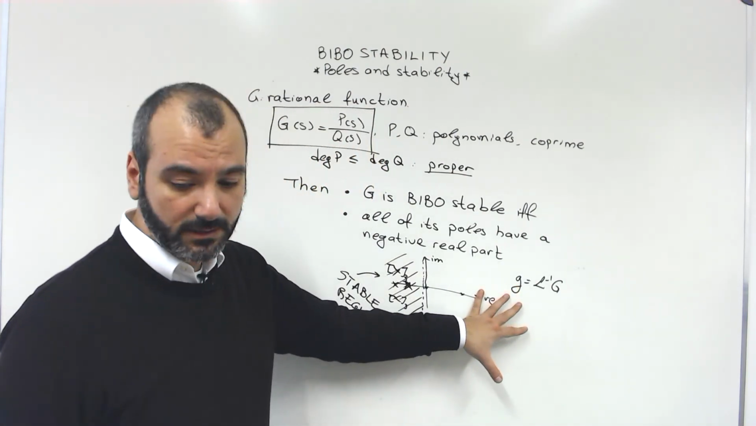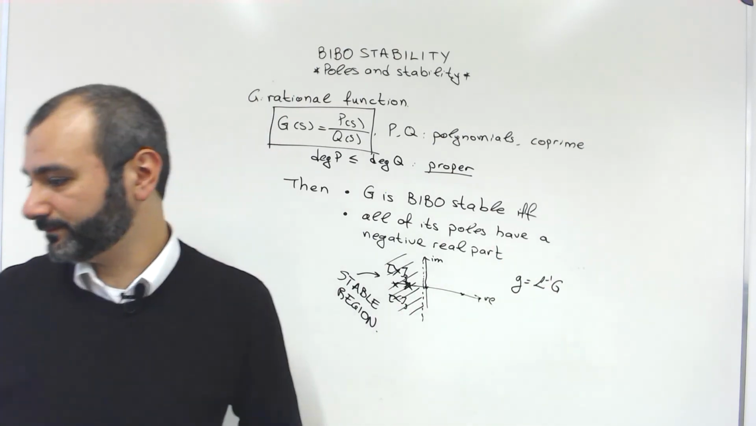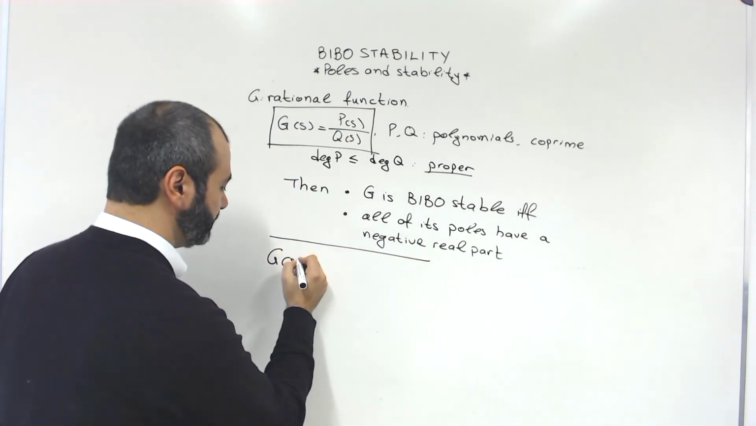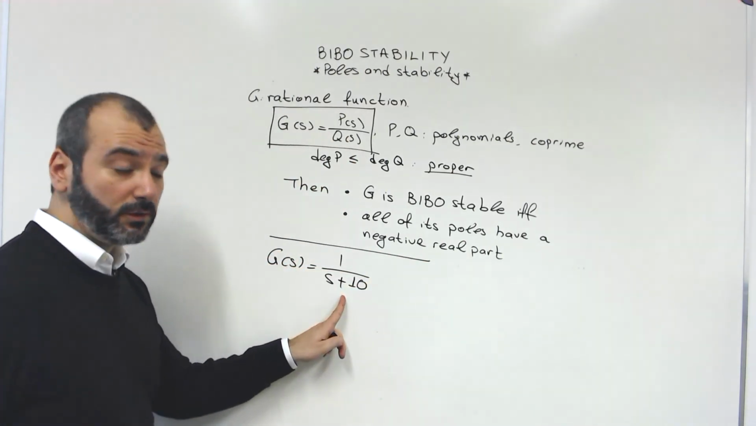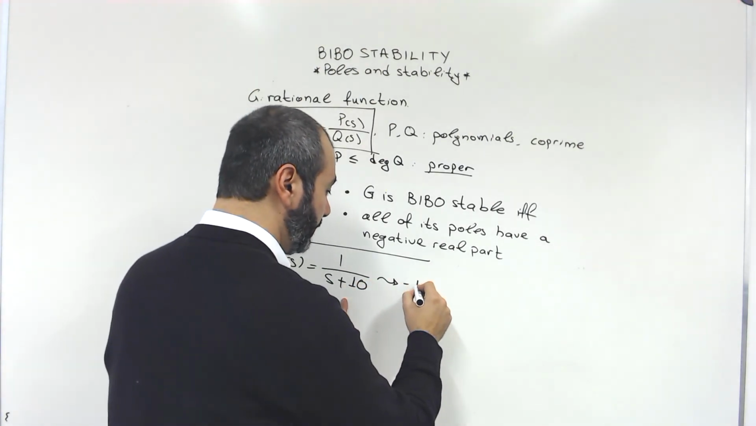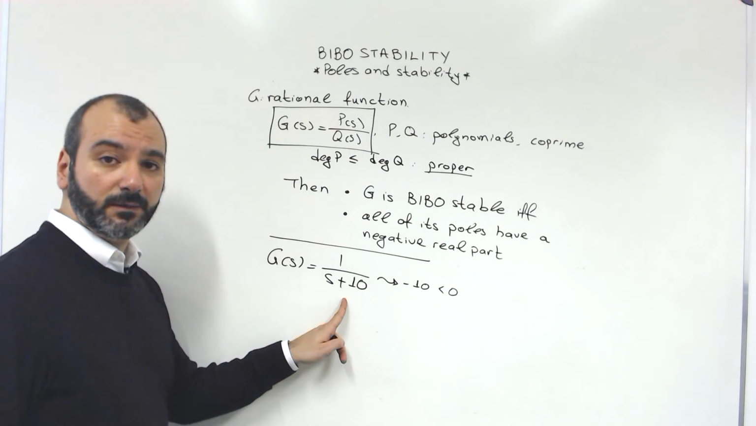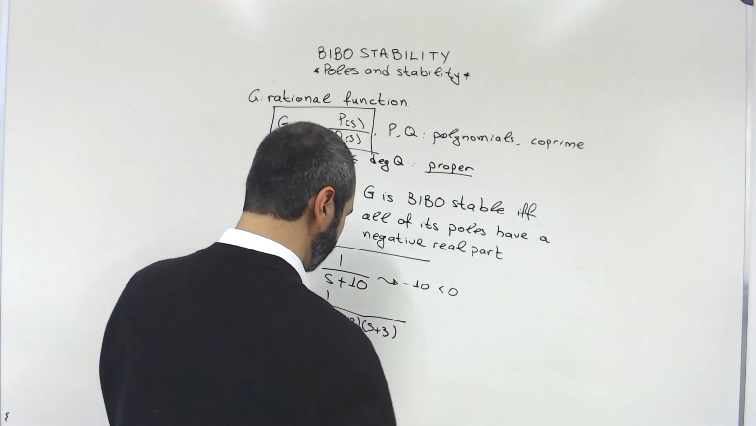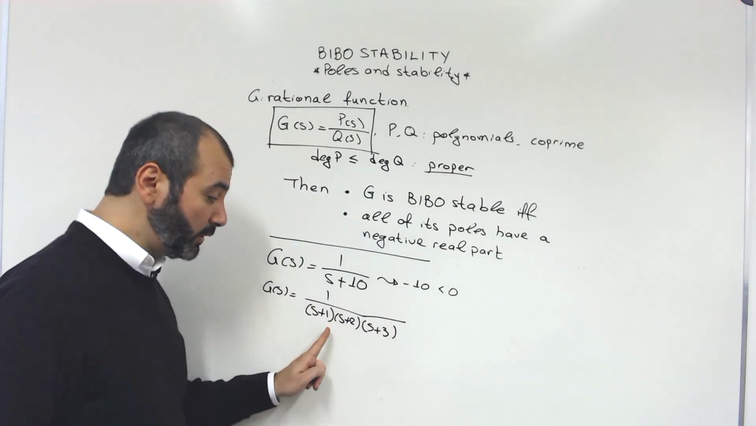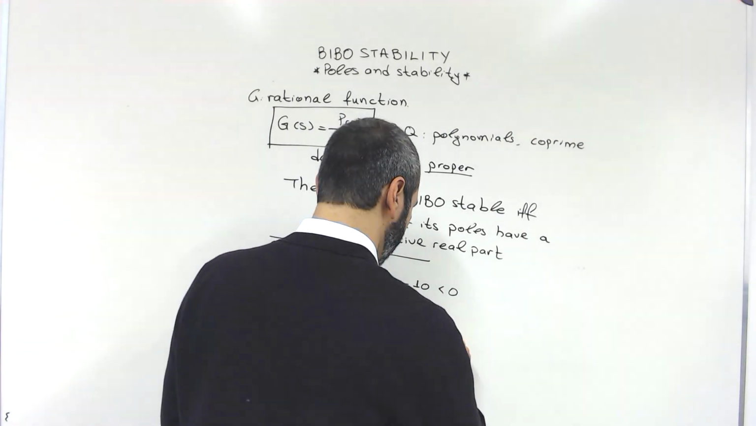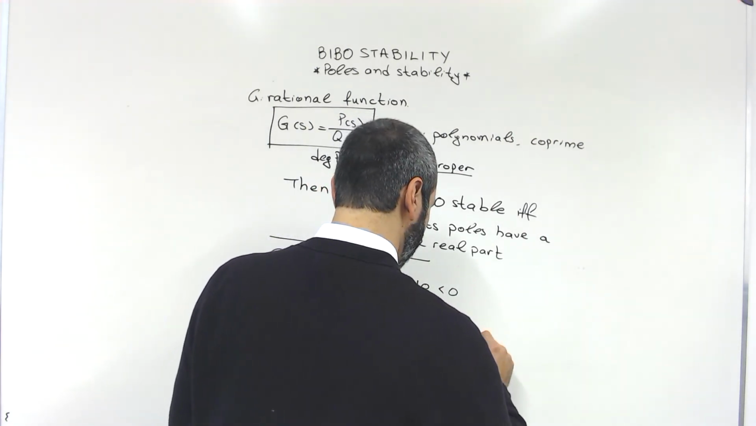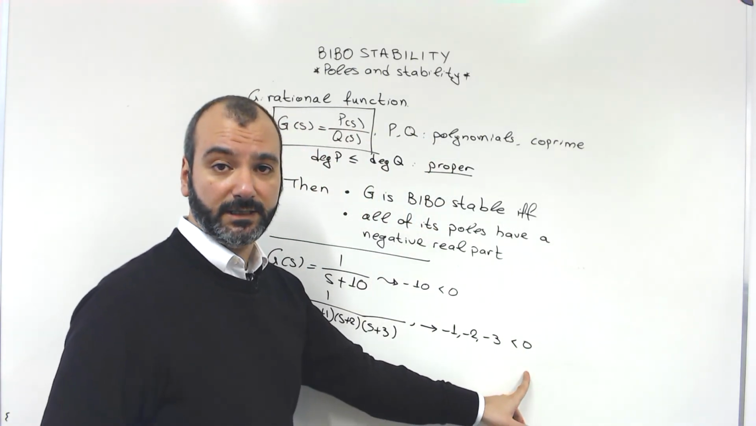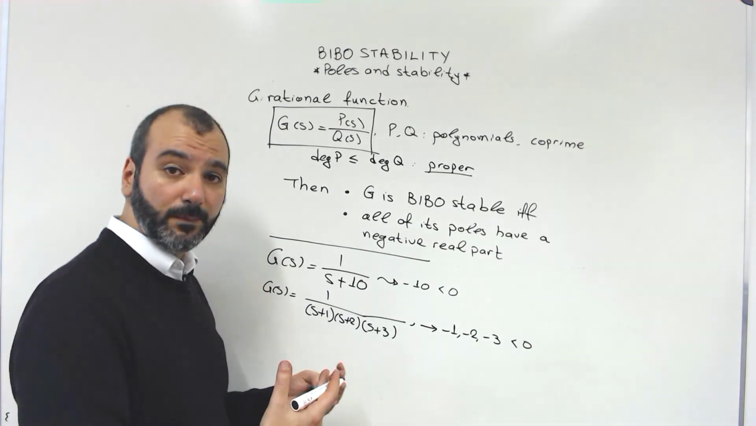We can now use this to show just a few examples. I will leave this here for reference. Take this transfer function. What are the poles? Just one pole over here, -10. It has a negative real part, so the system is stable. Take another one. So this has 3 poles, all of them are real. What are the poles here? They are -1, -2, -3. All of them are negative. All of them have a negative real part. Therefore, this system is BIBO stable as well.